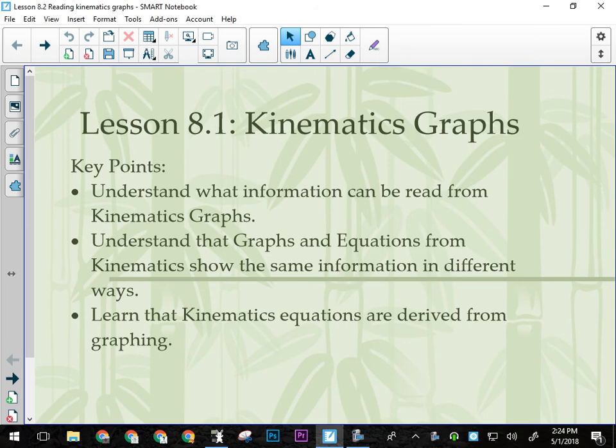So yesterday we went over how to build graphs. We also talked about how to use y equals mx plus b. Okay. So what we're going to look at today are the two kinds of graphs that are going to be most important in this unit for you.